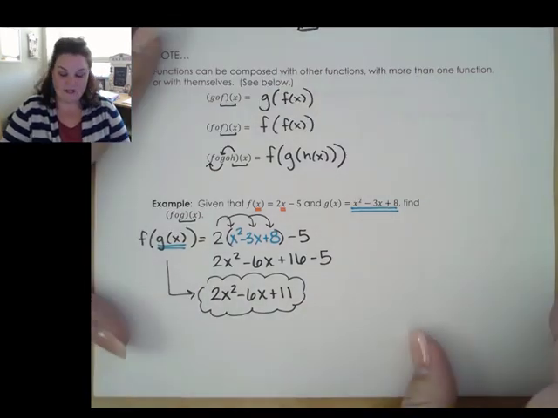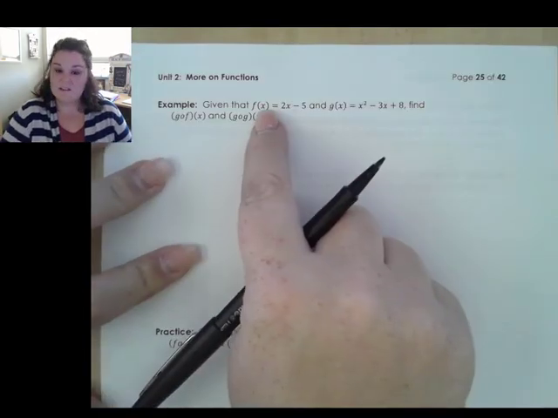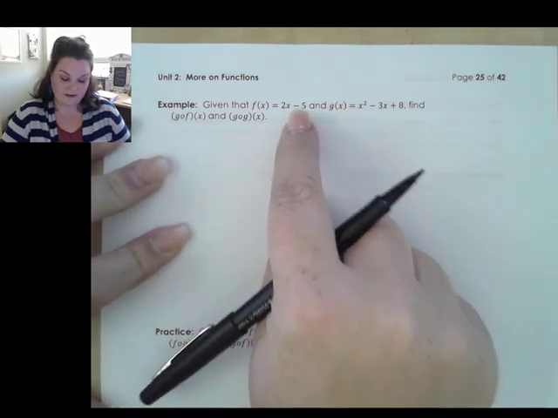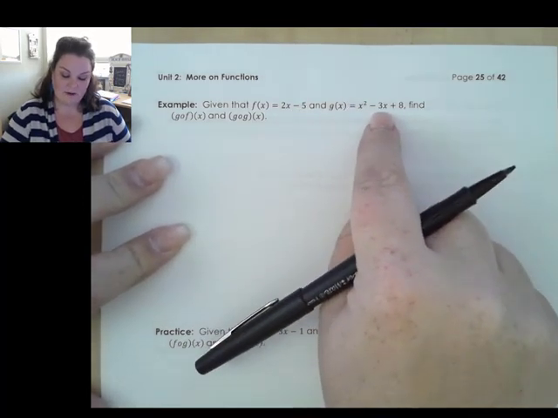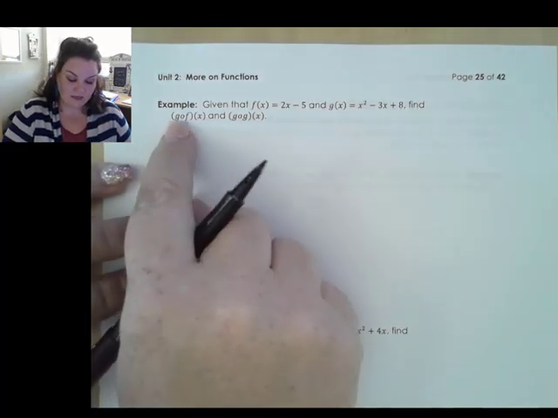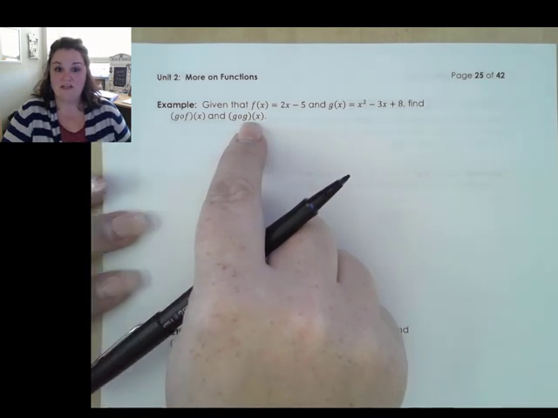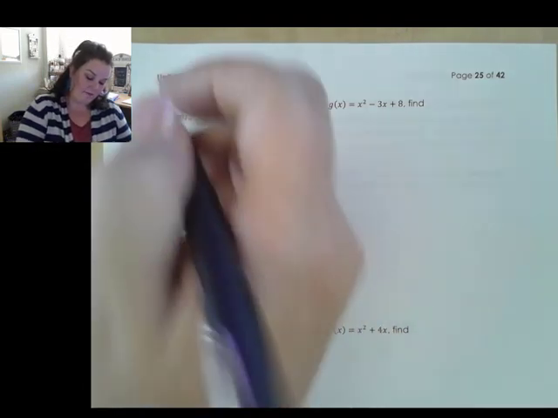Okay, let's look at a couple more examples, and then I'll have you try one. So on the next page, we still have the same f function, which is 2x minus 5, the same g function, which is x squared minus 3x plus 8 that we used in the last example. But this time we're finding g composed of f and g composed of itself, g composed of g. Okay, so let's look at g composed of f first.